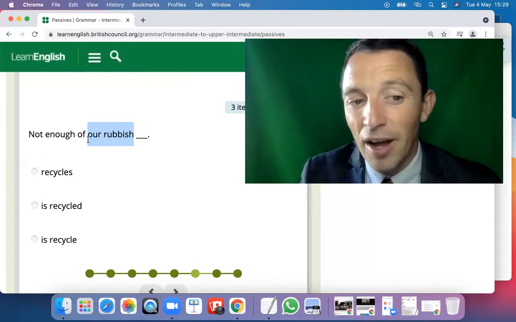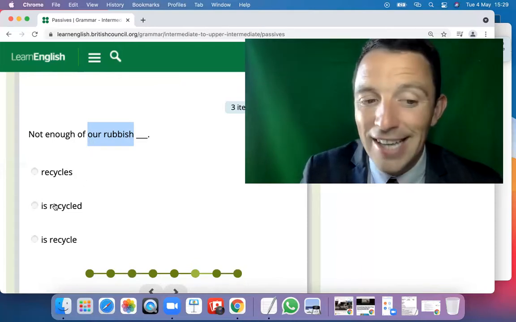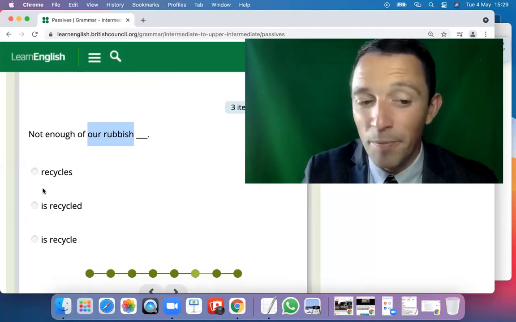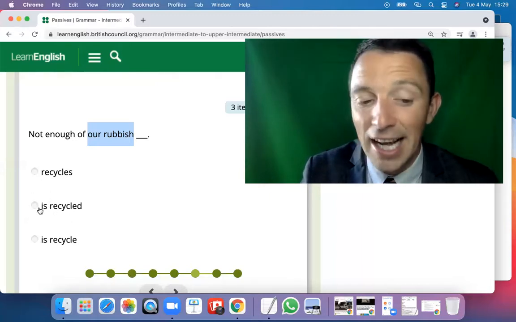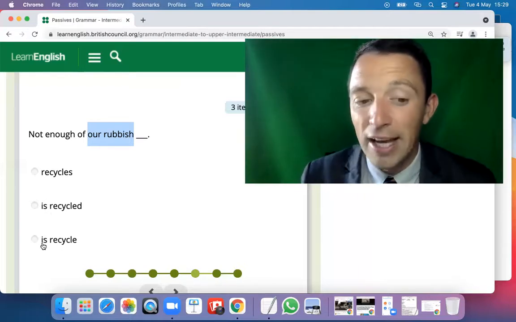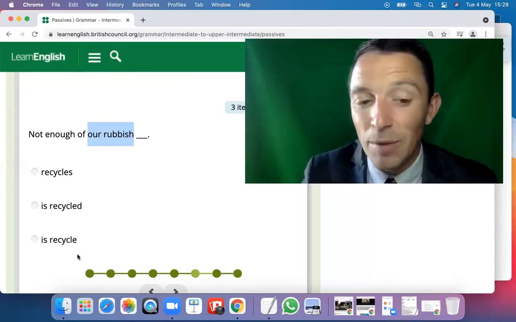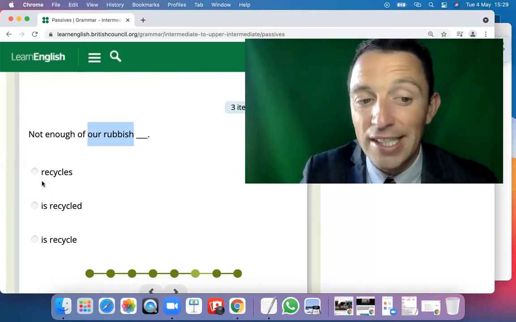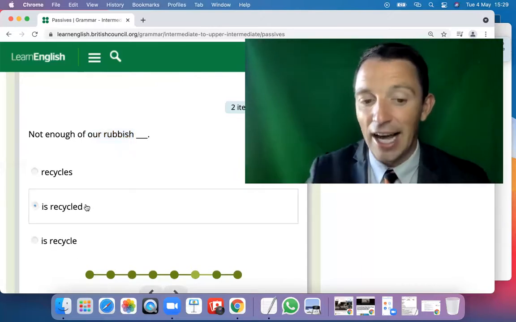And here, I don't think it's appropriate. The second one, is recycled, is the passive because it's the verb to be plus the participle. Okay, and I think that could be the best candidate at the moment. And the third possibility, is recycle, is not really correct because it's not the participle of the verb recycle. So with this explanation, I think it's the second answer.